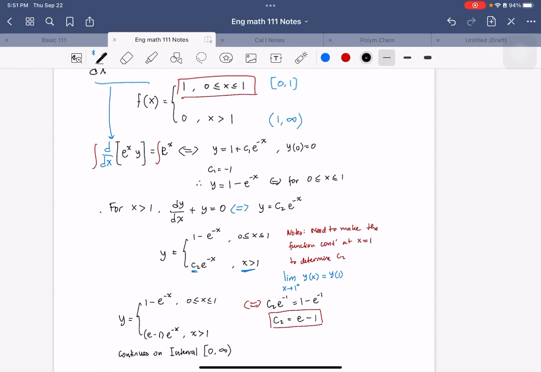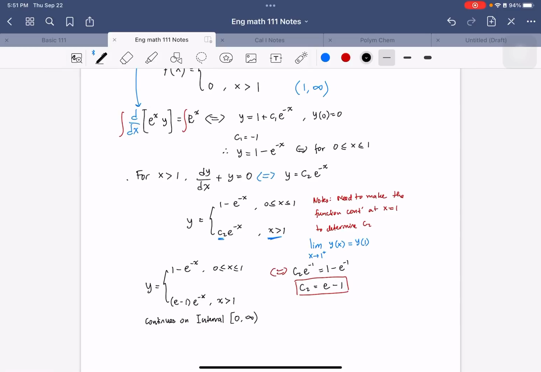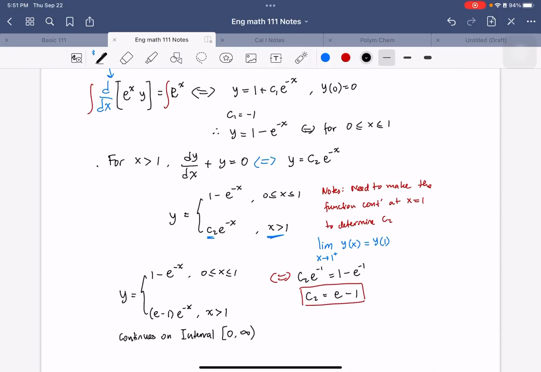Any questions first? So to make out the piecewise, we need to also think about the continuity, so we need to adjust the continuity. Okay, let me move to the next section, which is another technique we call exact equations.